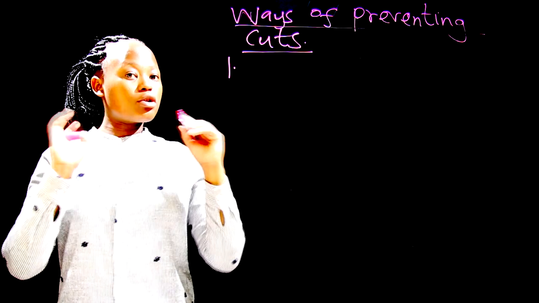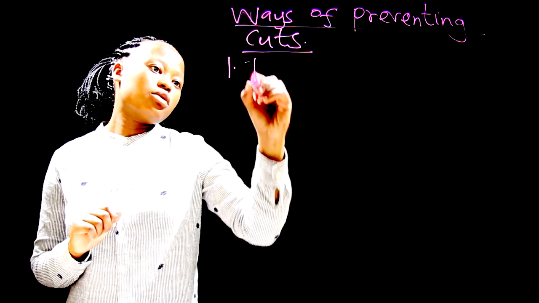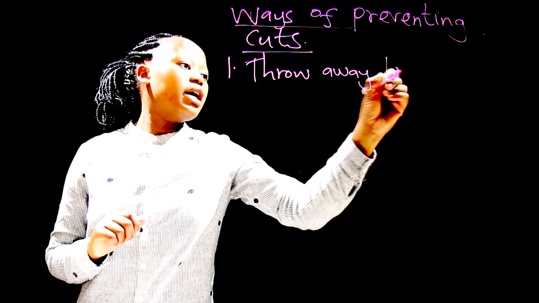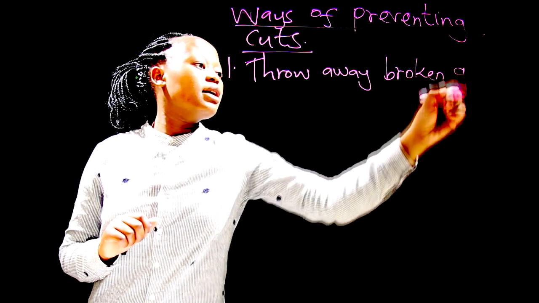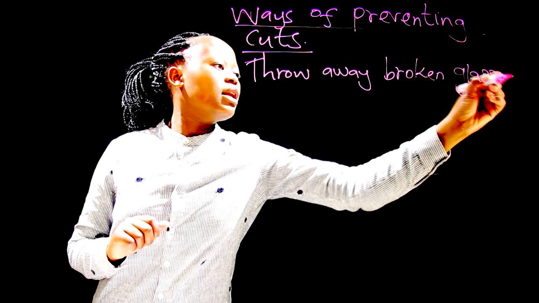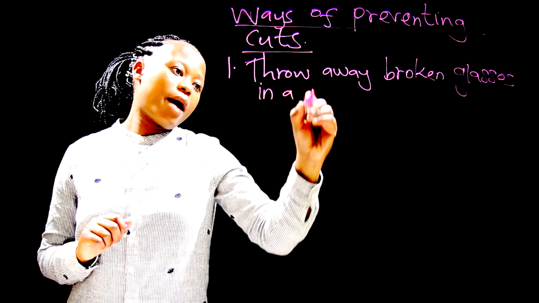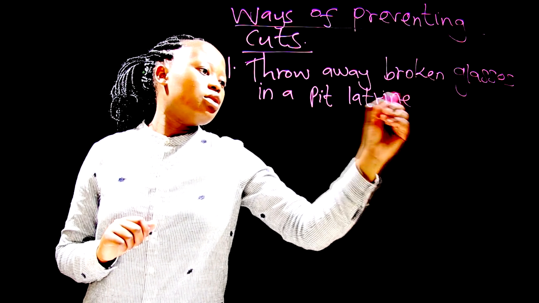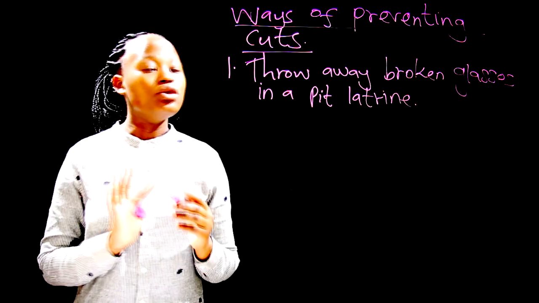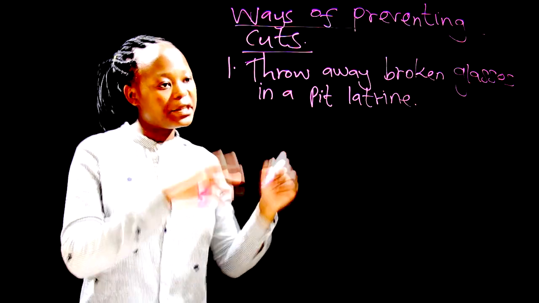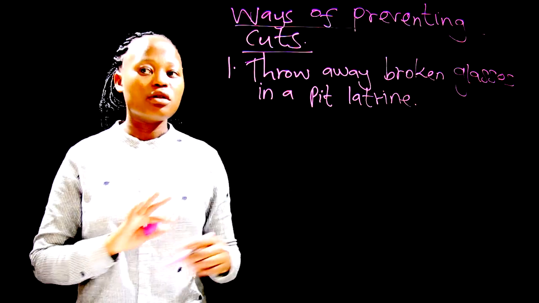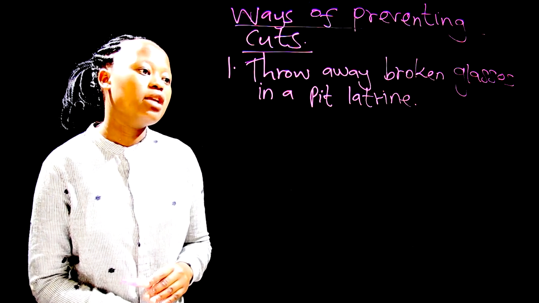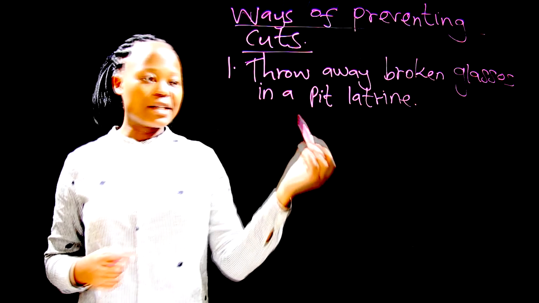Number one, we need to throw away broken glasses in a pit latrine. When you have broken glasses on the floor, make sure you sweep immediately, then you collect it on a dustpan, then you go throw it in a pit latrine.